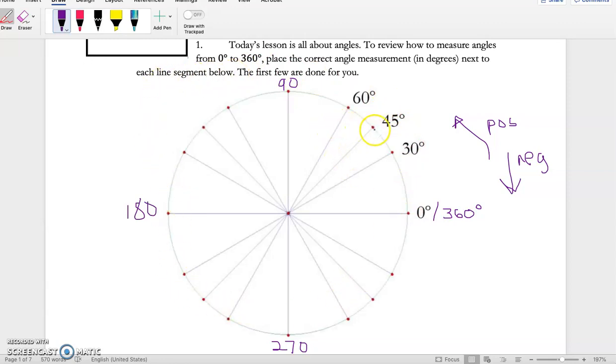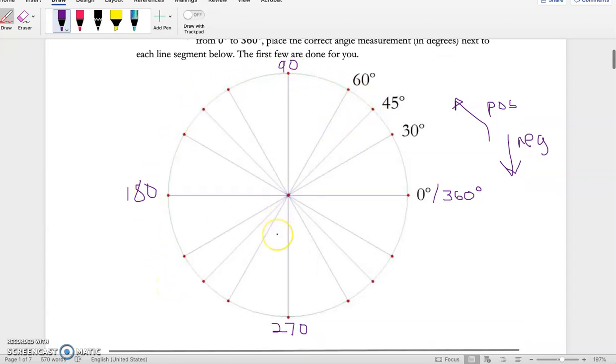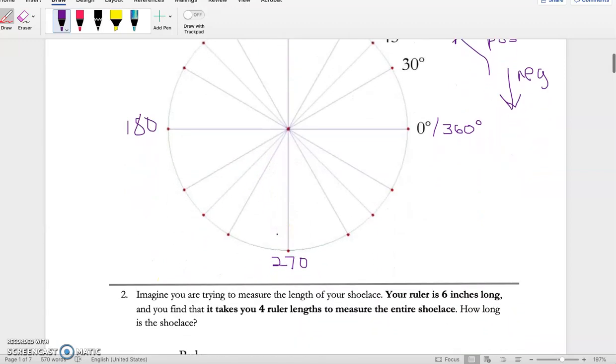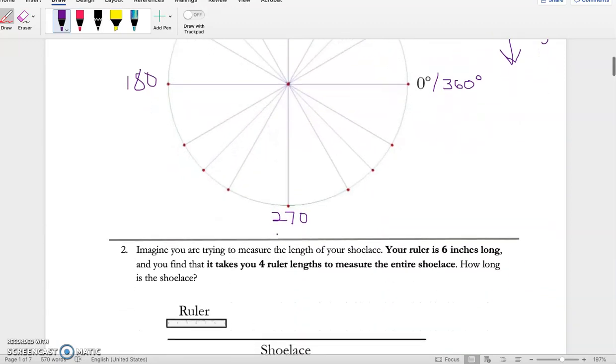So 30, 45, 60, 90, right? What would come after that? 180. And maybe you have your notes with you. You can always use your notes or look up the unit circle if you're having trouble with this.